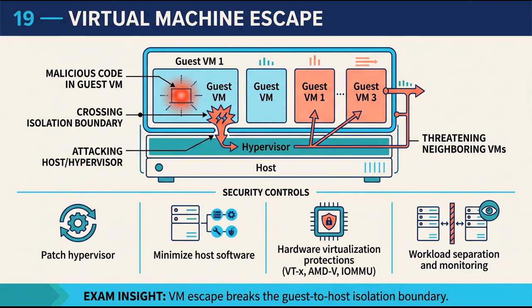Reduce risk by patching the hypervisor, minimizing host software, using hardware-assisted virtualization protections, separating workloads according to sensitivity, restricting device pass-through, and monitoring unusual guest-to-host behavior. Strong management security also matters, although stolen administrator credentials are not the same as a technical escape.